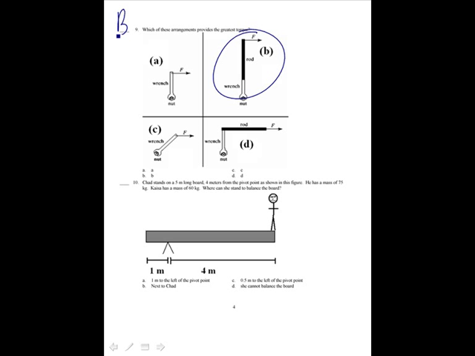Chad stands on a 5-meter long board 4 meters from the pivot point as shown in the figure. He has a mass of 75 kilograms and Kaisa has a mass of 60. Where can she stand to balance the board? Well, Chad has a bigger mass because he's a big guy than Kaisa. So no matter where Kaisa stands, she can't stand here, because her mass is less and that just wouldn't be enough to balance it. So the answer is she cannot balance the board, which is D for number 10.